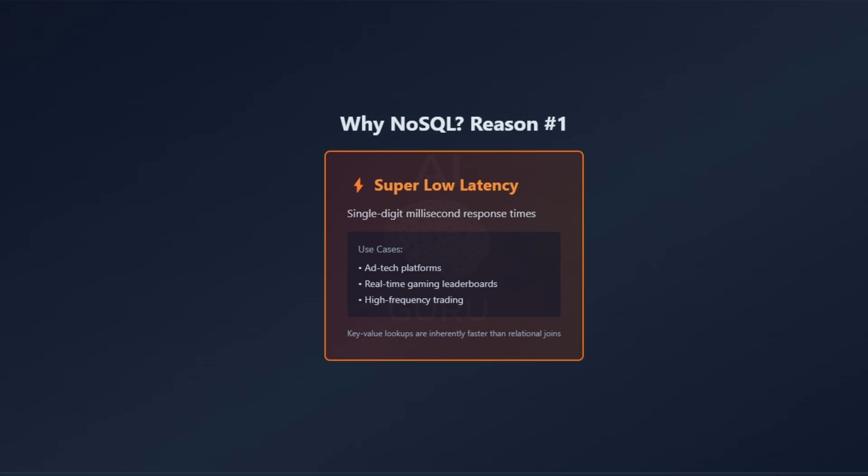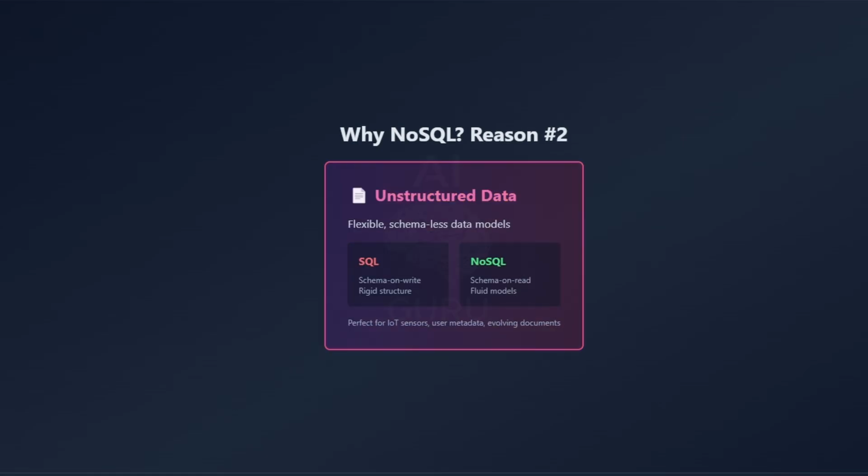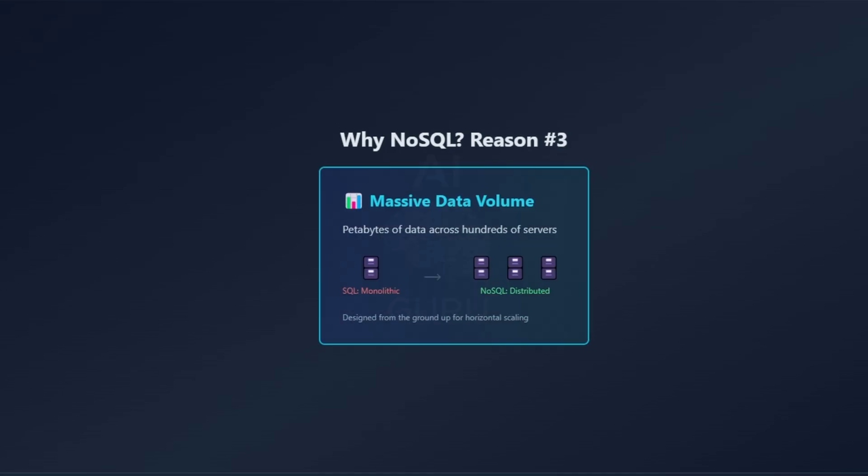And what about the data itself? I mean, not everything fits neatly into those tables we talked about. That's the second point. Unstructured data. Think about data from IoT sensors, user-generated metadata, or documents that are constantly evolving. They lack a rigid schema. Trying to force that fluid data into normalized rows and columns is, well, it's painful. It creates what's called schema-on-write complexity. A NoSQL document store, like MongoDB, allows for schema-on-read, which handles those fluid data models far more gracefully.